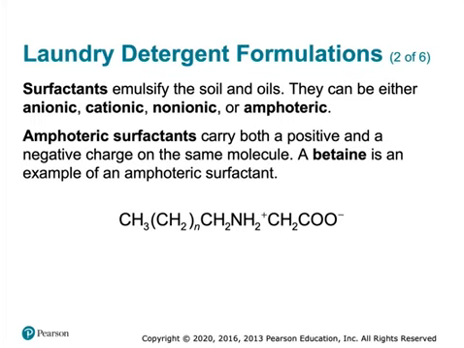We talked about the anionic ones. The ones that we've been talking about so far are anionic, which means that they're negatively charged. There are also cationic surfactants, non-ionic surfactants, and amphoteric surfactants. Anionic are negatively charged, cationic are positively charged, non-ionic have no charge, amphoteric are both positively and negatively charged. Their charge depends on the pH. Betaine is an example of an amphoteric surfactant.